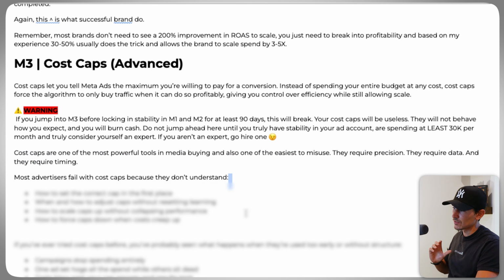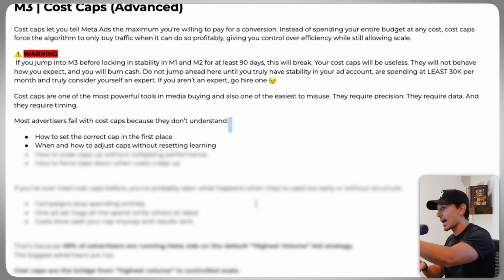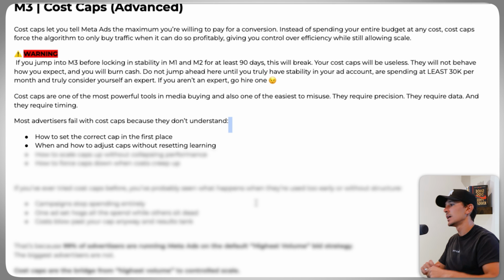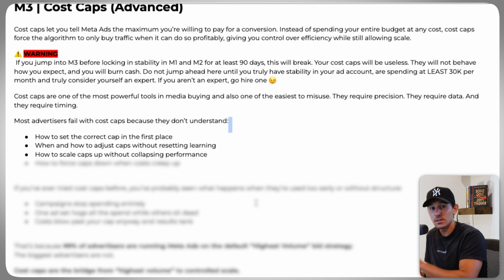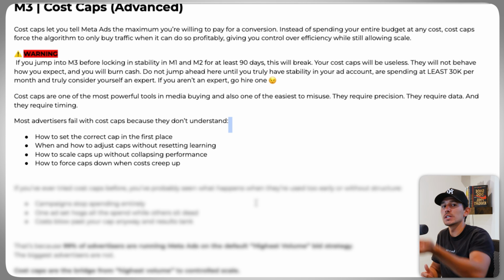Now, most advertisers fail with cost caps because they generally don't understand how to set the cost cap in the first place. They don't understand when and how to adjust cost caps without resetting the learning phase over and over and over again. They also don't understand how to scale caps without collapsing performance. And the scariest part is they don't know how to force caps down when costs actually increase.